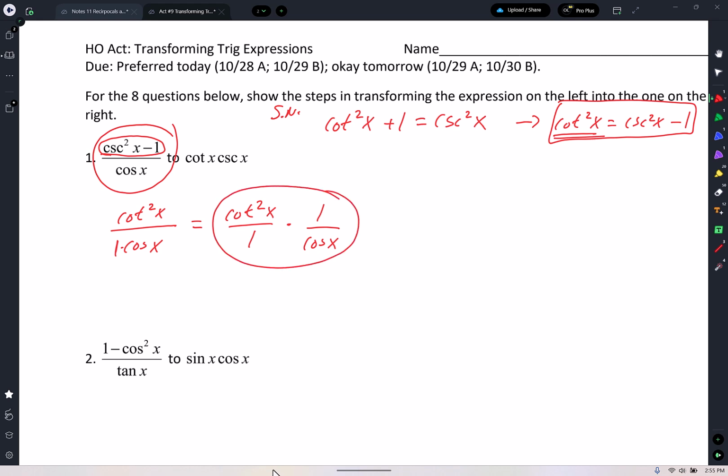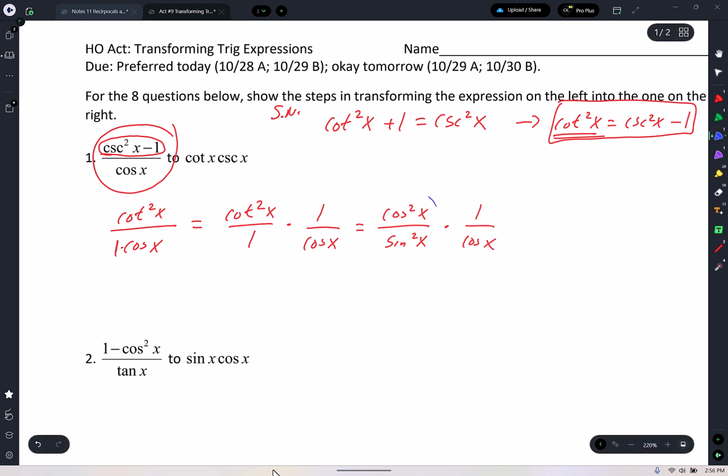Yeah, that's a hack. What is cotangent? What over what? Perfect. Because it's squared, you've got to keep the squared: cosine squared x over sine squared x. That's your cotangent times 1 over cosine x. And let me make sure to put this for good notes: this is still your cotangent squared right there.